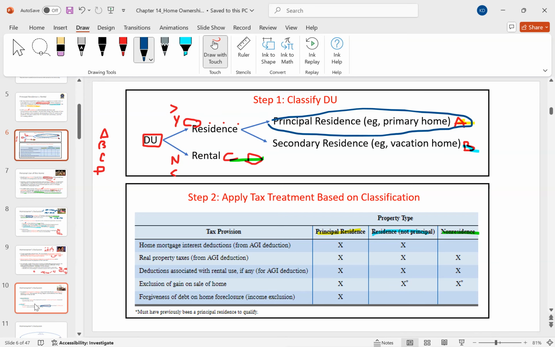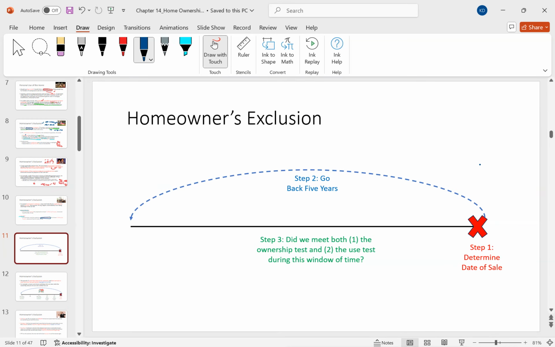We talked about that classification. Once we say it's our principal residence, we look at the date of sale. We sold it on this date. Go back 5 years. Within that window, at least 2 of those years, did we own it and did we use it as our primary residence? If yes, we can exclude the gain. Most of the time, people are just living in it the entire time, so we don't have to see any kind of issues here.